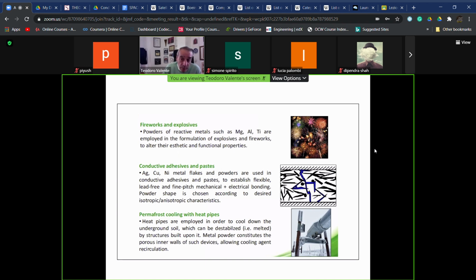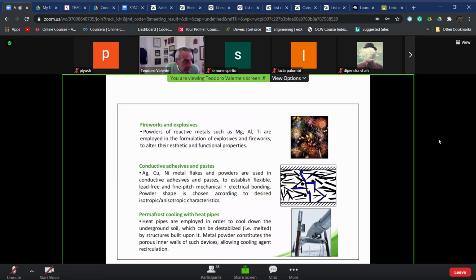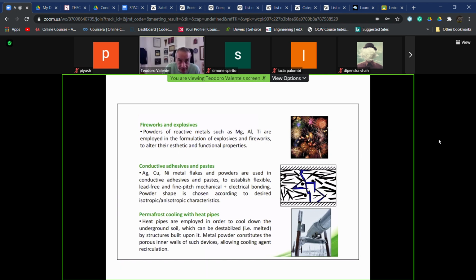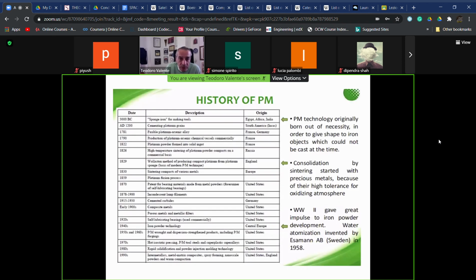Or we can also have flake powders based on copper, nickel, silver, for example, which are dispersed into polymeric-based pastes in order to have a conductive behavior of the final materials. And this is another application of powders without any sintering phenomena, as well as in the case of cooling with heat pipes. So the message is that we do have applications of metallic powders, also fabricated by mechanical milling and mechanical alloying, not only for sintering, but also for other fields where powders are used as they are. But for the fabrication of the component we have in mind, we need to rely on sintering, and that is, we need to rely on powder metallurgy.